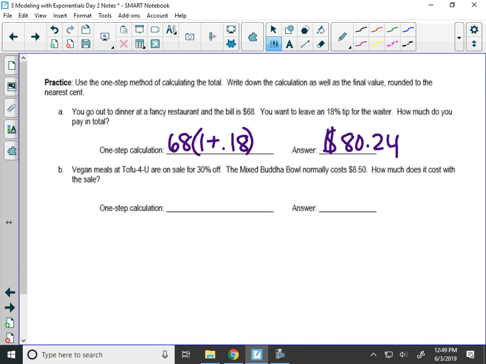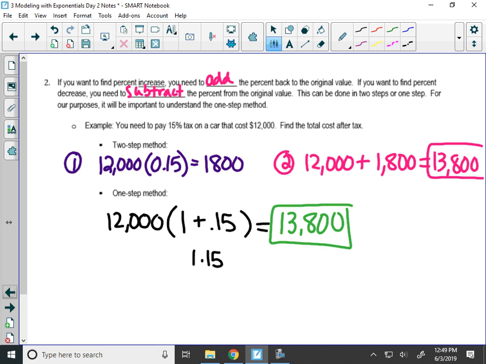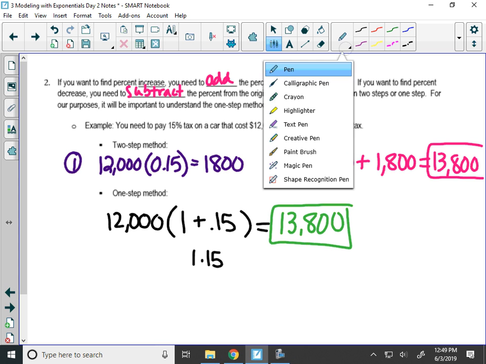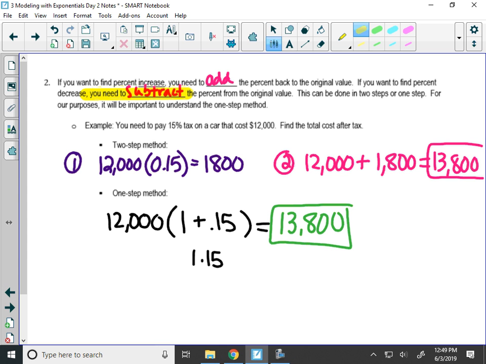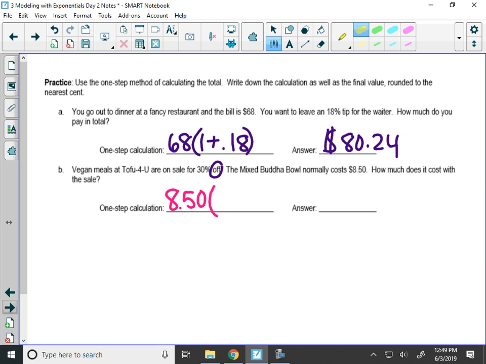Let's try vegan meals at Tofu For You, which are on sale for 30% off. The mixed bootable is $8.50 originally. How much is it on sale? Well, if it's on sale, that means that $8.50 is going down in price. And we said that if you are going down with percentages, you need to subtract a percent from the original value.